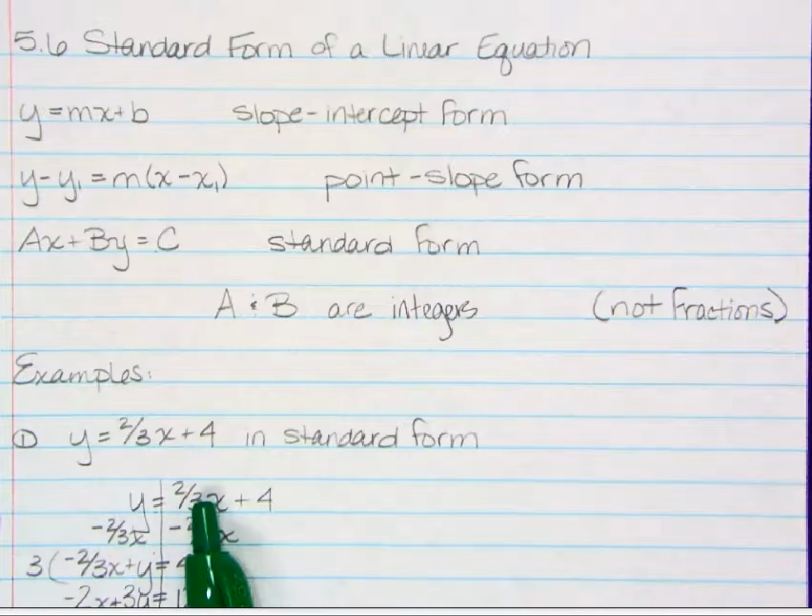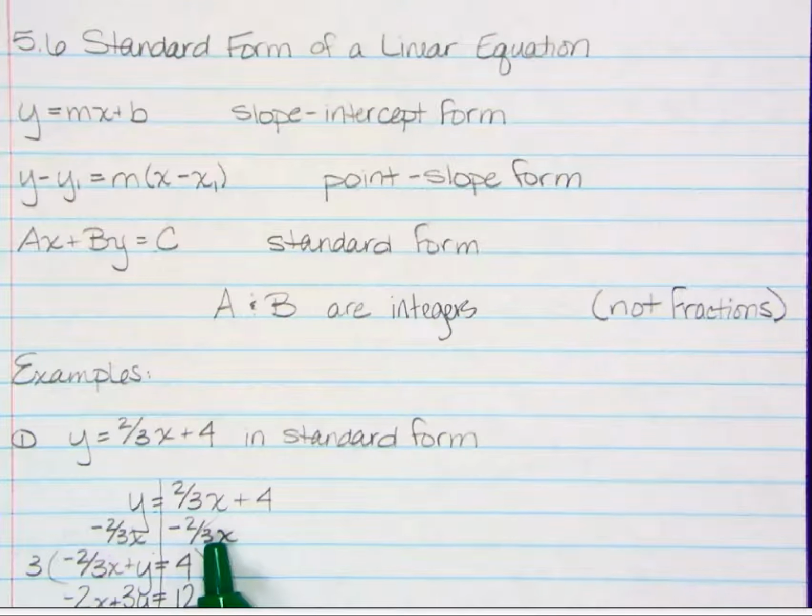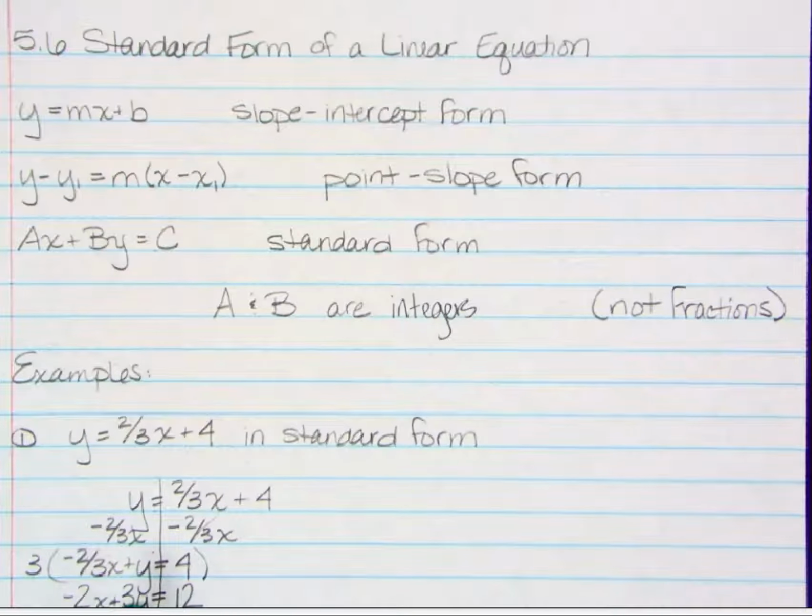Because this is positive 2/3 in the original equation, I have to take 2/3 x away. So when I do that, on the left side of the equation I have negative 2/3 x plus y equals 4. So I've rewritten this equation so that the x and the y are both on the same side of the equal sign and the number without the variable is on the other side. Now my next step is to get rid of this fraction.